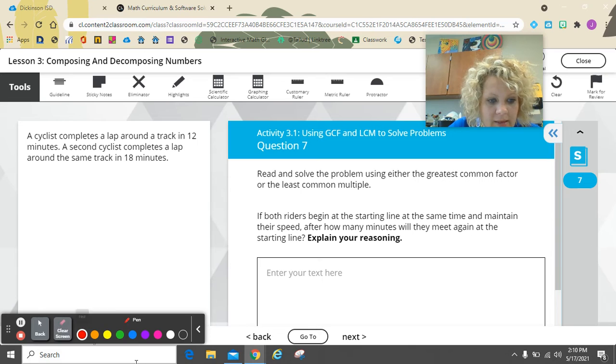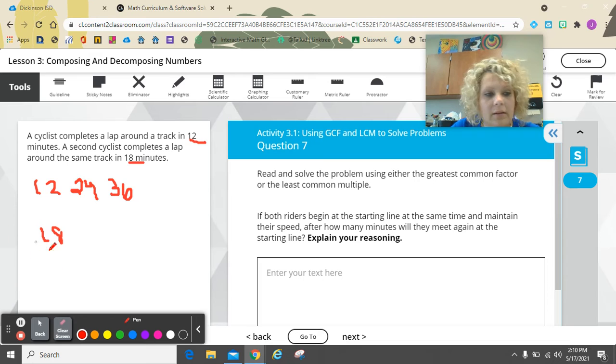So let me grab my pen real quick. So I have 12 minutes and 18 minutes. So I need to start writing my common multiples of 12 and 18. So I'm going to count by 12s. So 12, 24, 36. I'm just counting by 12s. And then I can do 18 and then 36. But I'm just going to stop right there because I need a number that is common in both of these.